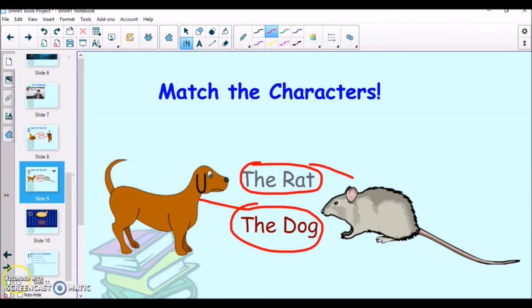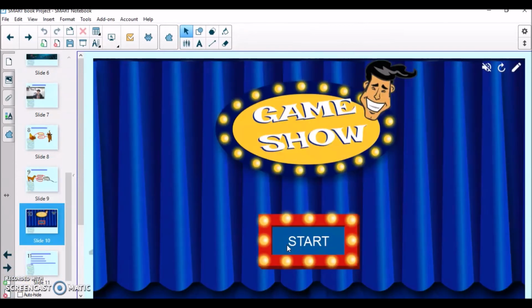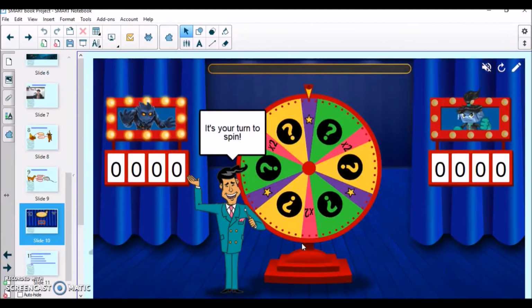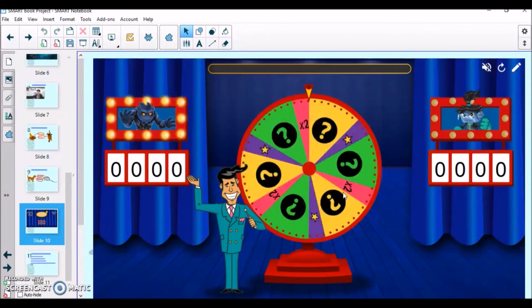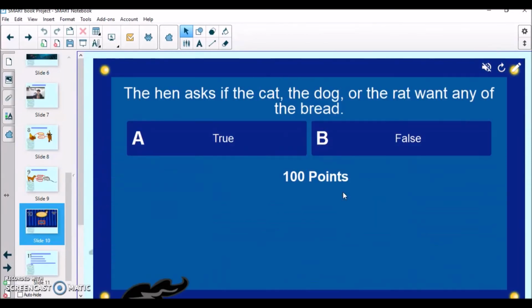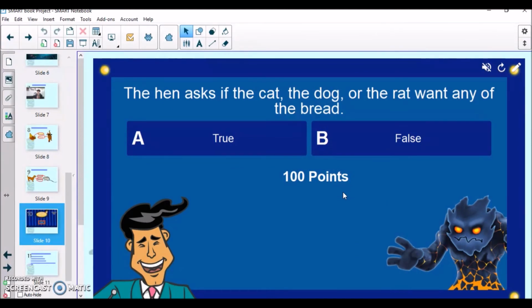We're going to do an activity. Okay, everybody, for this activity, we're going to do a game show on the story we just heard. So let's get started. We're going to do left side of the room versus right side of the room. Okay, so let's spin the wheel. The hen asks if the cat, the dog, or the rat want any of the bread. Left side. What do you think?